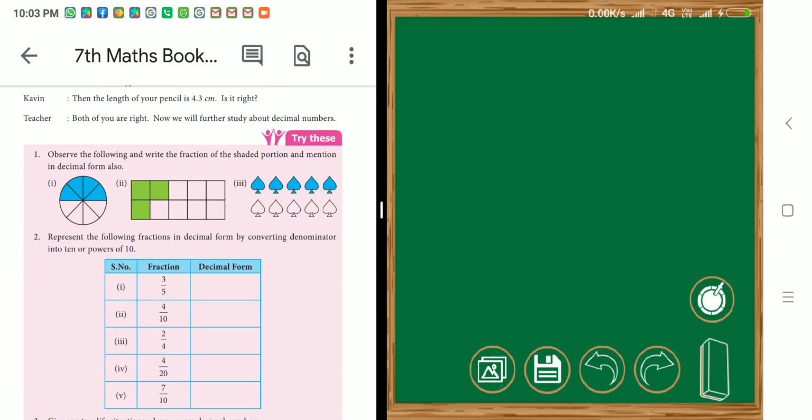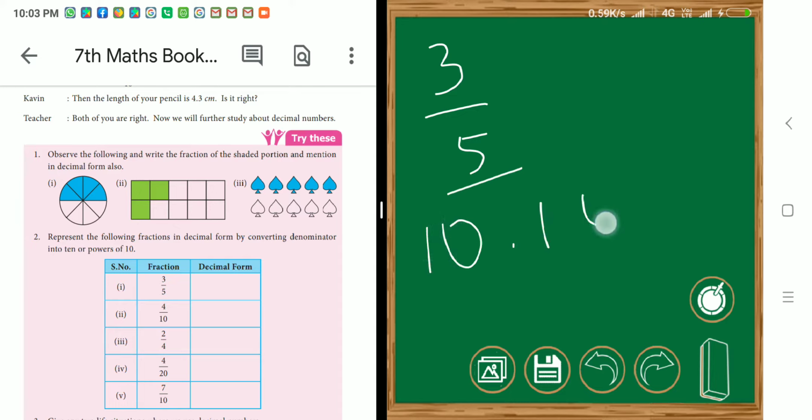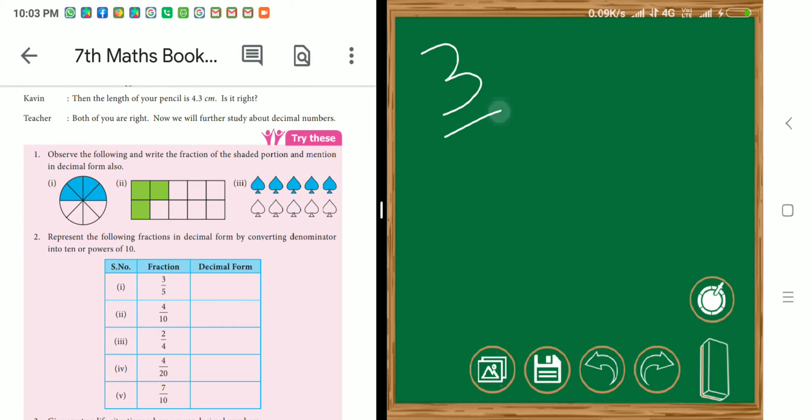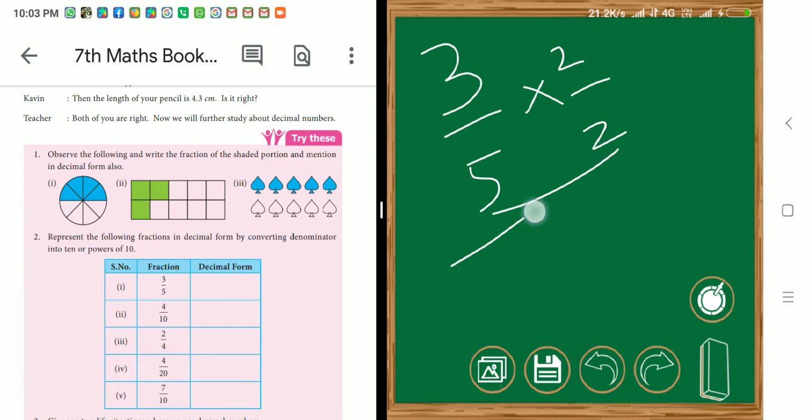And the second question: represent the following fractions in decimal form by converting the denominator into 10 or powers of 10. The fraction given is 3 by 5. How to write it in decimal form? To write it in decimal form, the denominator must be 10, 100 or 1000. Only then can we write it in decimal form without dividing. How will you make the denominator 10? 5 multiplied by 2 gives 10. 5 2s are 10, 3 2s are 6. So 6 by 10 can be written as 0.6.